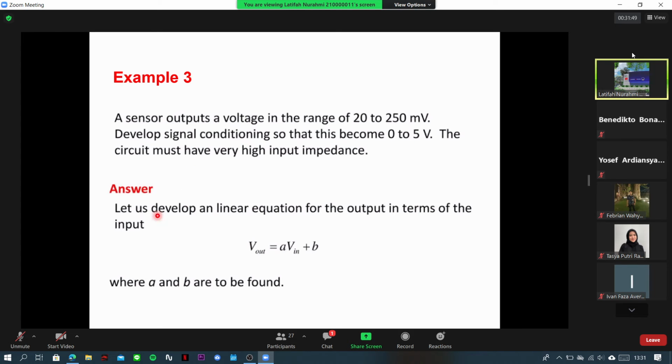Let's see linear equations. I think this is the simplest approach. Let's develop a linear equation for the output in terms of the input. So Vout, you remember this equation? This is actually a line equation, very simple. Vout equals A times Vin plus B. So we need to find A and B.